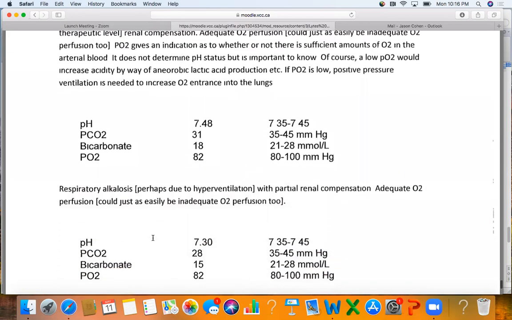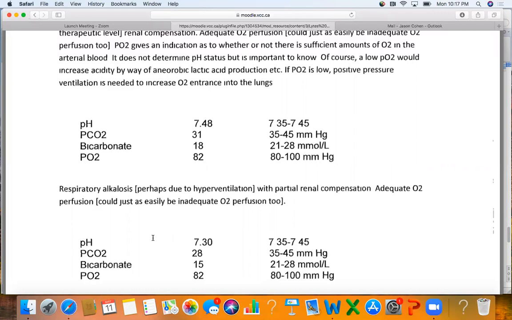All right, third one, 7.30. That's low. Is that basic or acidic? That's acidic. CO2, 28, that's low. What does that drive us towards? A more acidity or a more alkaline? Well, CO2 is low, it's pushing us towards a more basic, less hydrogen in the blood.